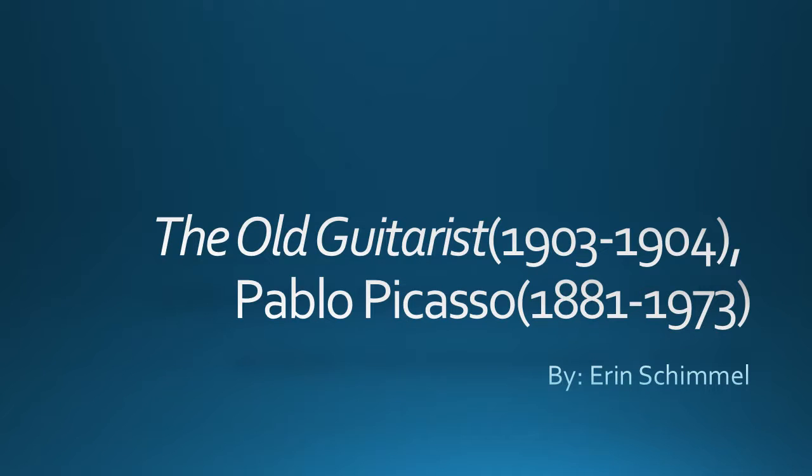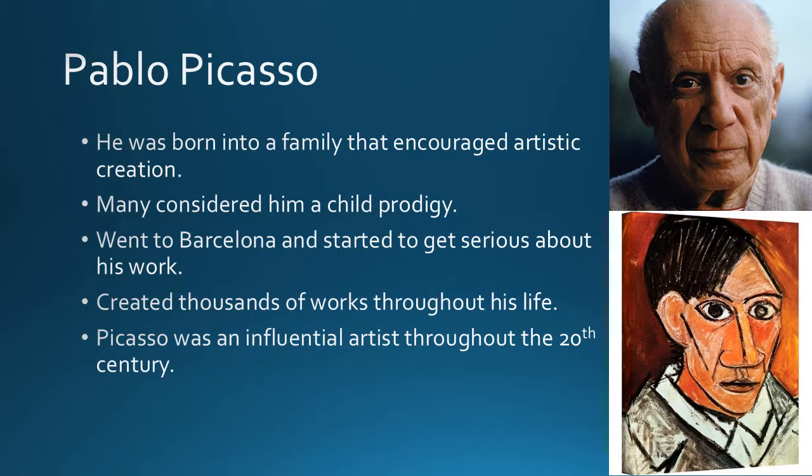The Old Guitarist by Pablo Picasso. Pablo Picasso was born in 1881, and from an early age, Picasso was encouraged to create art. He was born into a middle-class family and was raised with a father that was an artist. Picasso focused so much on his artwork that his schoolwork eventually began to suffer. His family moved to Barcelona, where he was accepted into the School of Fine Arts.